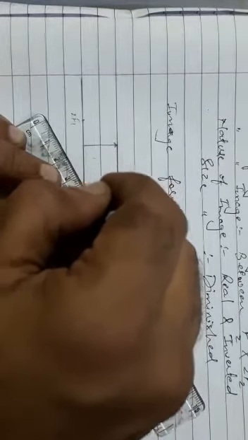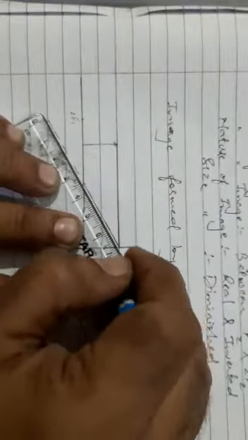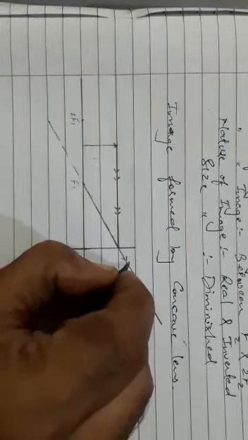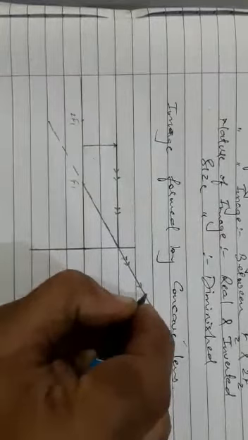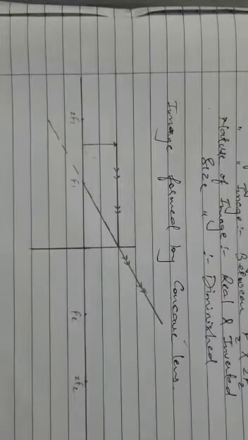So basically we need to draw this in the dash form, because this passes in the dash form only on the back side. This is virtual, that's why. And this is a real ray which is getting diverged. So this is an actual ray which is coming in this direction from AB. So this is the ray from AB and this is getting diverged in this direction, right?